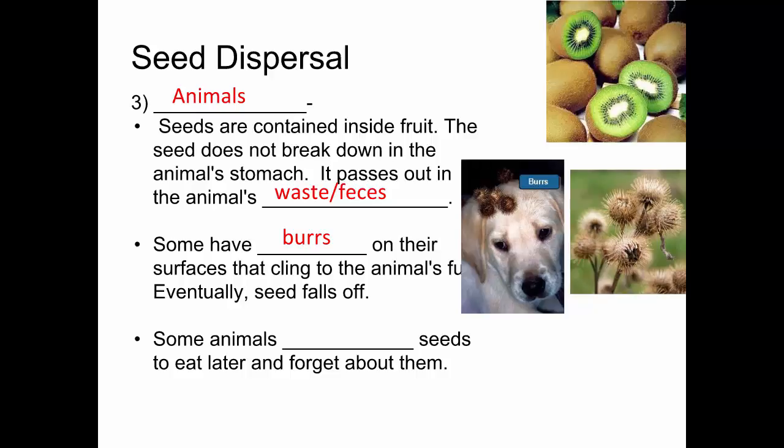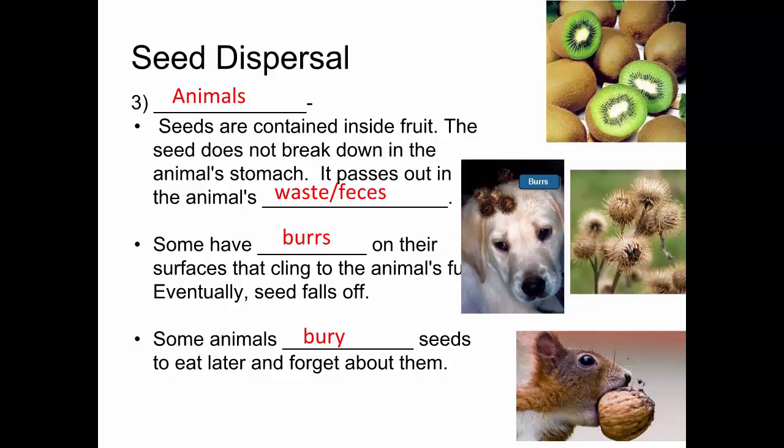Burdocks, we call them. They're burrs. They are another dispersal mechanism because inside those burdocks are seeds. So the burrs stick to animals' fur. The animal moves around. Eventually they fall off, and then those seeds have been spread. They've been dispersed.